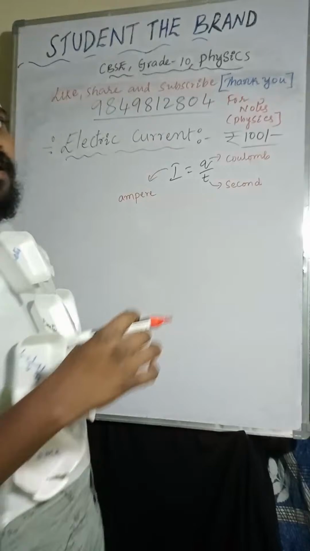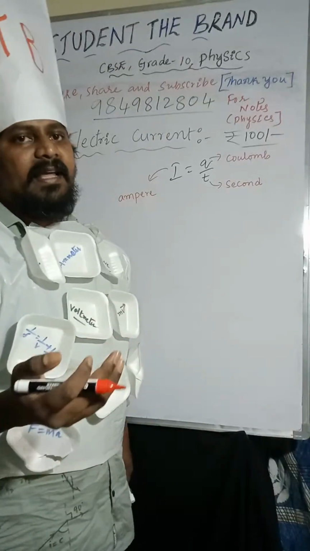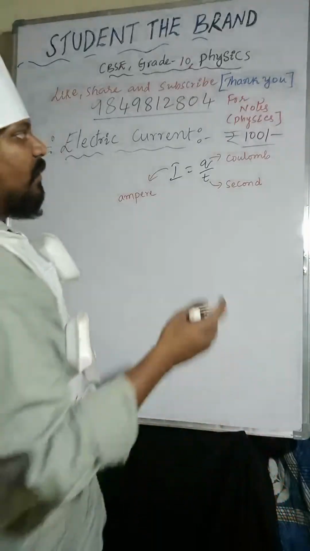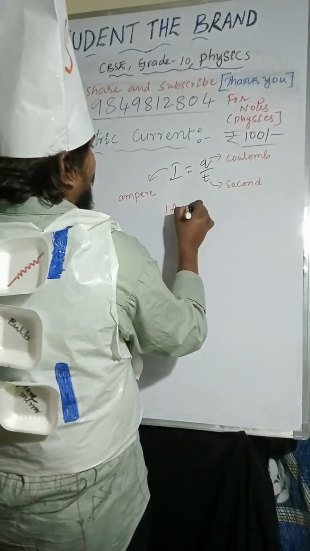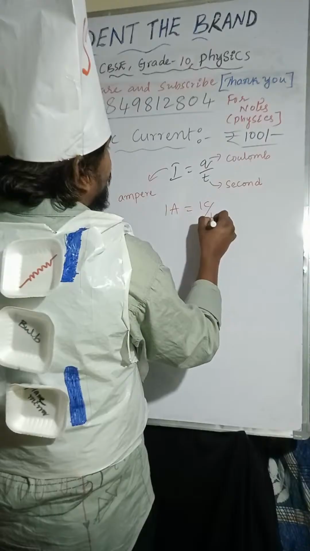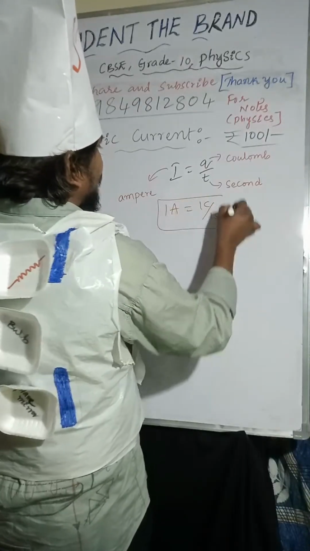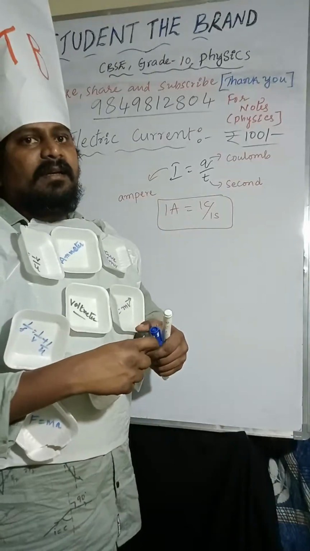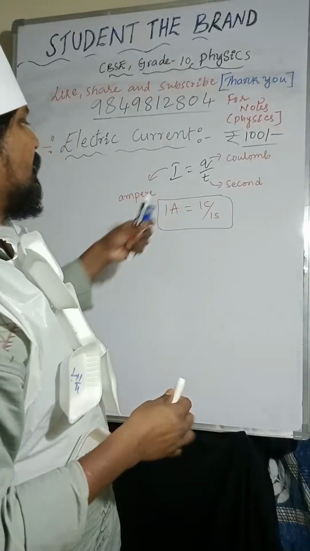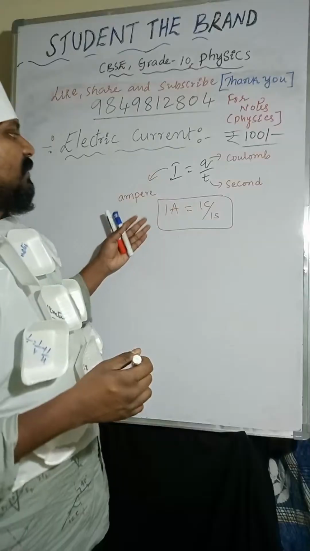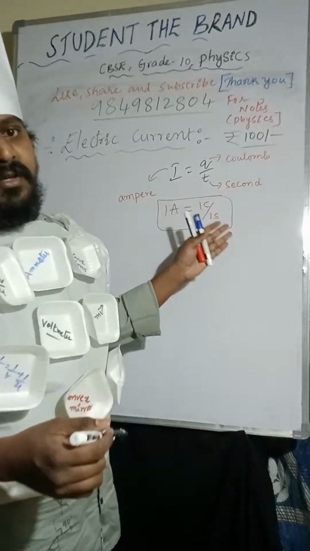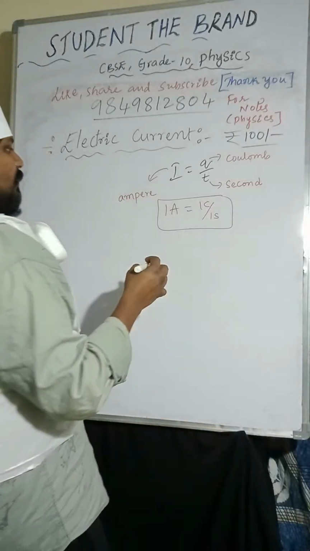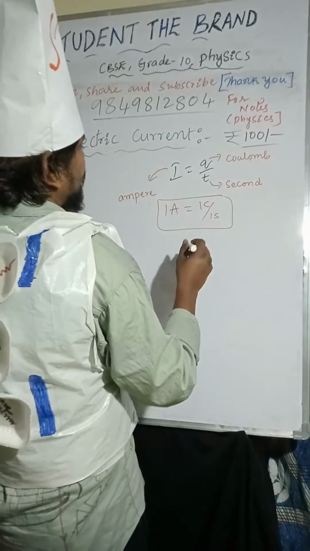So 1 ampere is defined as 1 coulomb of charge flowing through unit cross section area per second. So that is nothing but electric current, and the SI unit of electric current is ampere.